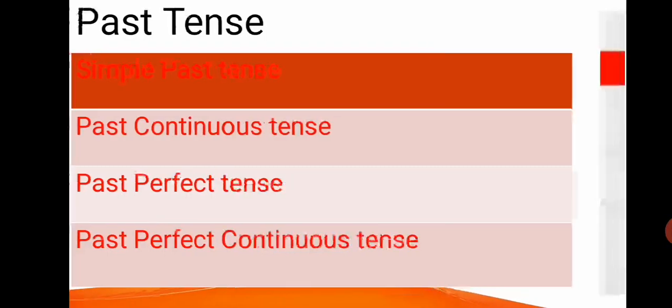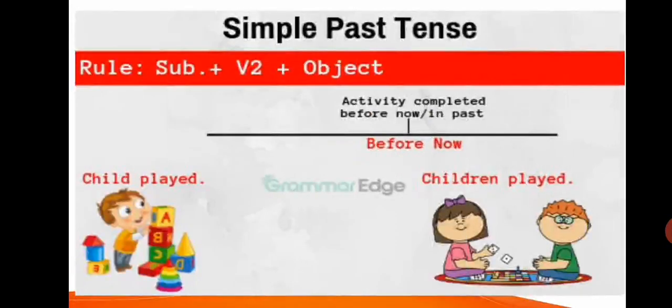See, in this picture, the rule is subject plus second form of verb plus object. In this picture, activity is completed in past. Here on the left hand side picture, there is a singular subject. We always use second form of verb with it. So it becomes child played. And on the right hand side picture, there is a plural subject, and we also use here second form of verb, that is played.